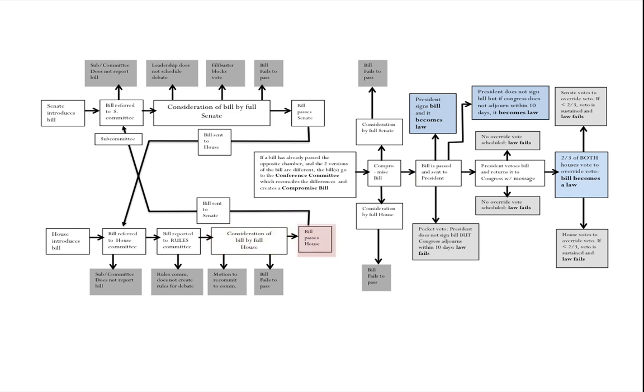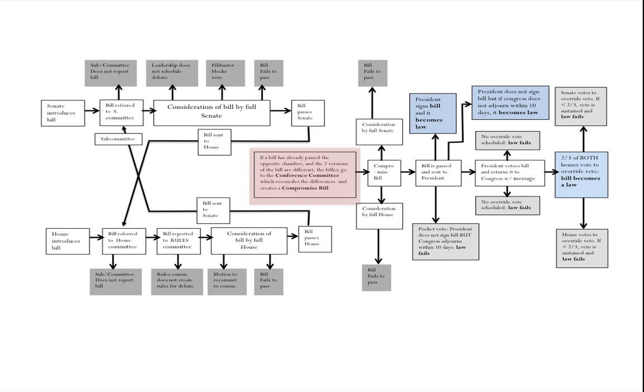So if the exact same bill that passes one House passes the other, then it goes to the President for signature or veto, but this almost never happens. Usually the second House to get the bill wants to make changes to it, and if this happens, the bill has to go to a conference committee, which has members from both houses of Congress. The conference committee tries to reconcile the two different versions into a new bill, which is sometimes called a compromise bill.